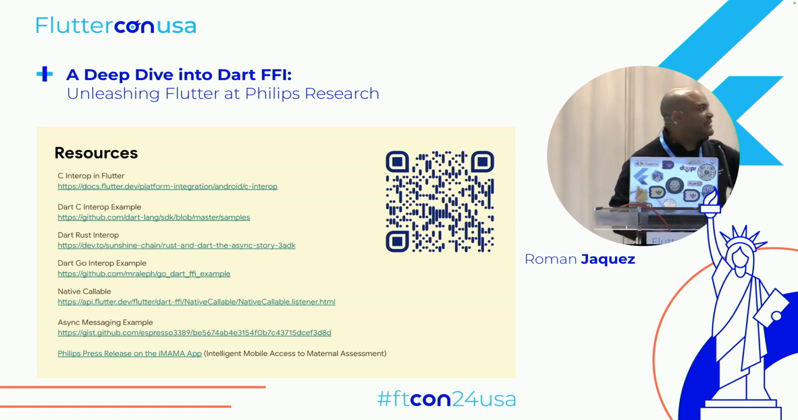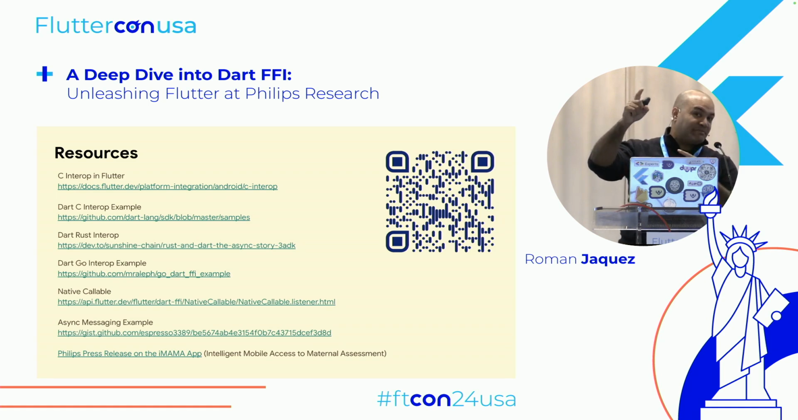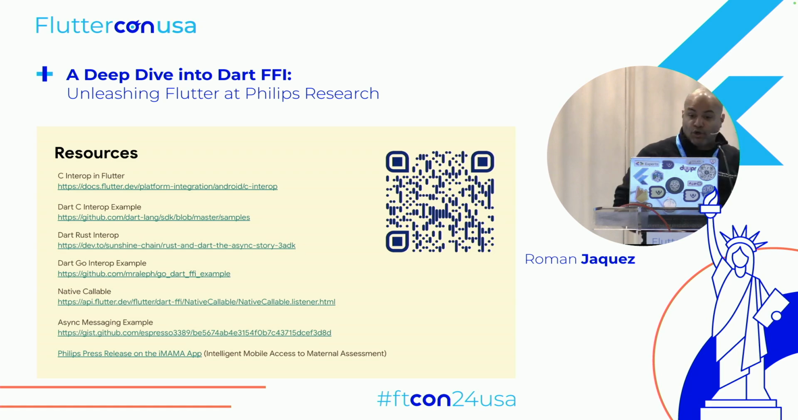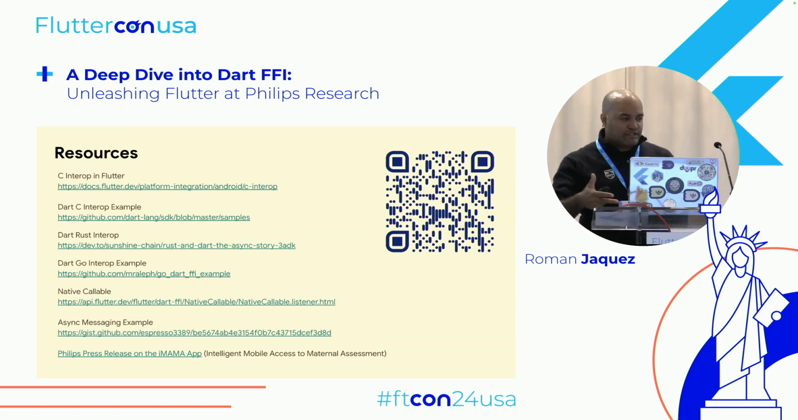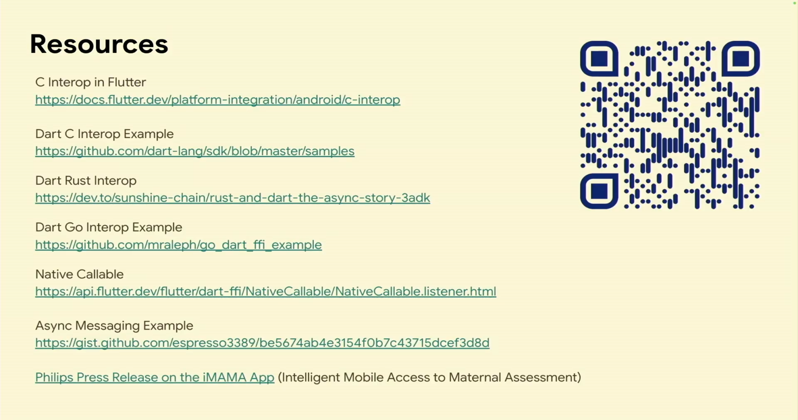I'm going to give you a lot more resources. C++ interoperability in Flutter, how you could do it with Rust, how you do it with Go. Some of these repos are actually from the Flutter team themselves, like Slava has been contributing to some of these. Native callable, which again is the way to go now as far as creating that seamless communication between Dart and C++. Asynchronous messaging, a lot of examples. And of course, I mentioned at the start, the actual public press release from the Bill and Melinda Gates Foundation and Philips when they announced this application in Kenya and India, which has been a great success.